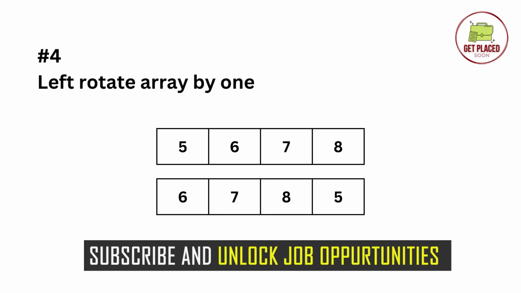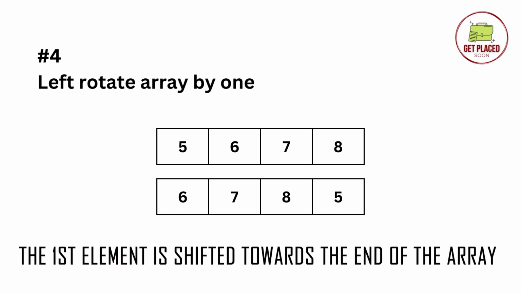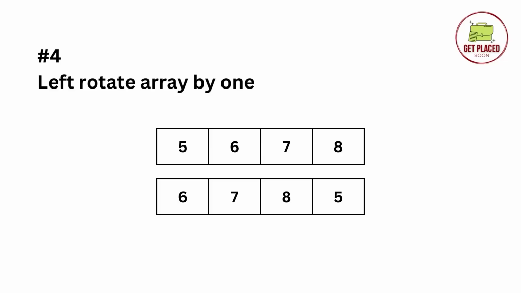So the second element will be shifted to the first place, the third element will be shifted to the second place, and so on. But where does the first element go? The first element has nothing in front of it, nothing towards its left side. So the first element is shifted towards the end of the array. In the given example 5, 6, 7, 8, after left rotation, the array becomes 6, 7, 8, 5.